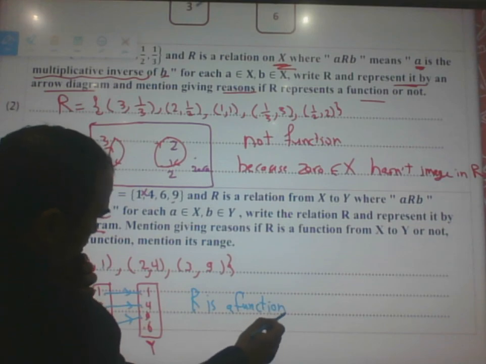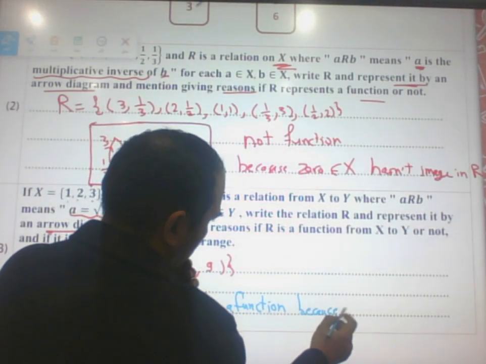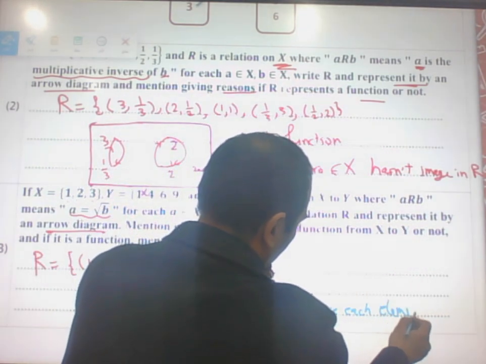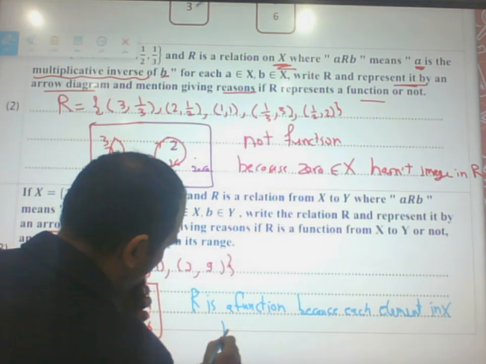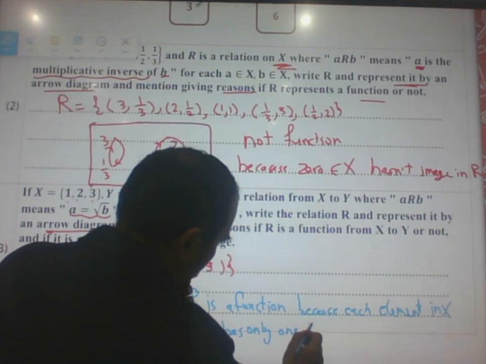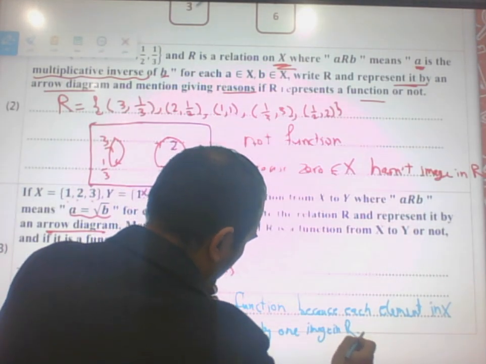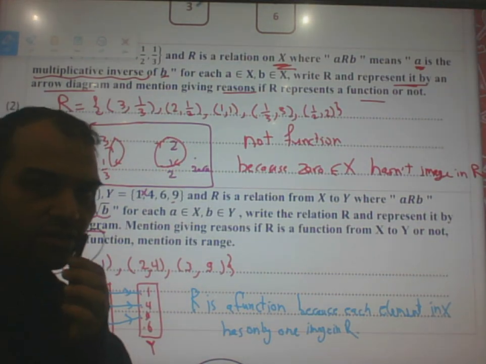The relation is a function because each element in X has only one image in R. Each element in X has only one image in R, the relation.